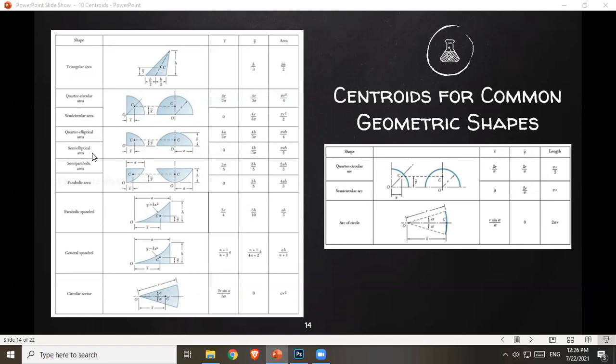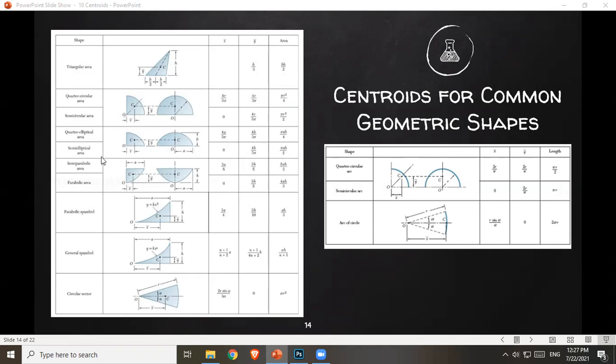Next, if you just have a semi-ellipse, okay, so considering your reference axis again, acting here at its line of symmetry, x bar is 0 again, because it doesn't have distance from this axis. And then y bar, distance of the centroid from the base of your semi-ellipse is 4b over 3 pi. Again, b is the half length of your minor axis. And then area of your semi-ellipse is pi ab over 2.